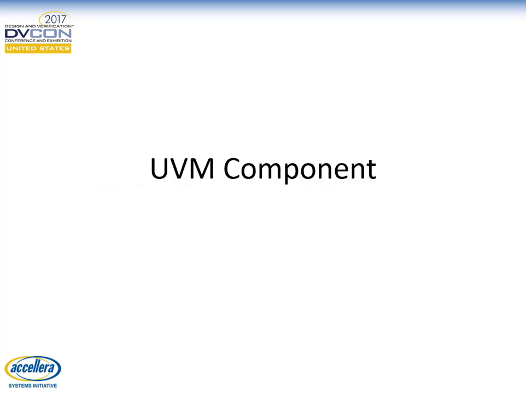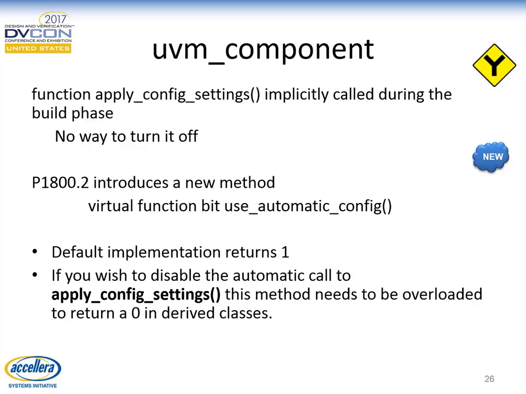Let's talk about UVM component. If you remember, during the build phase, we had a method called apply config settings being called. What this would do is basically go out and try to get values from the config DB, and there was no way to turn it off. Especially when you had components with a large number of settings, we have seen significant slowdowns at several places in the build phase, and there was no way to turn it off.